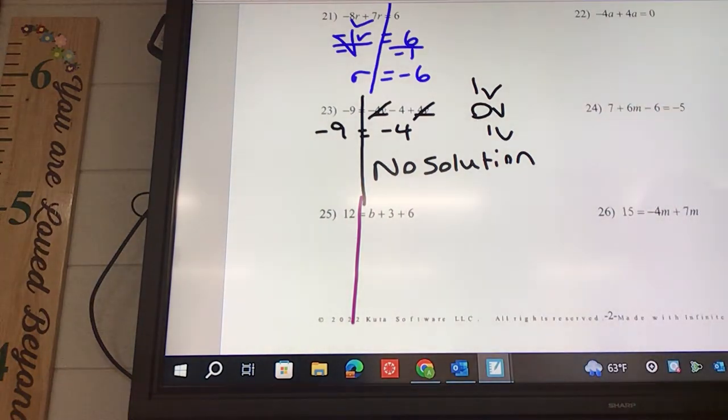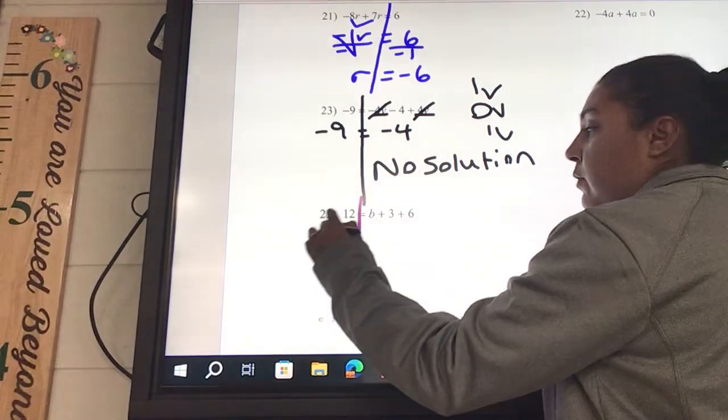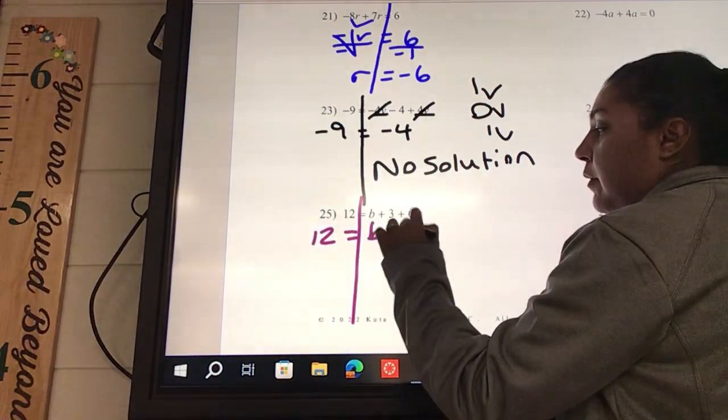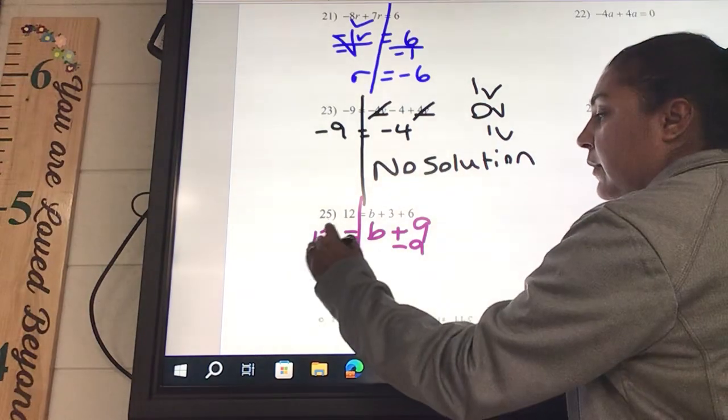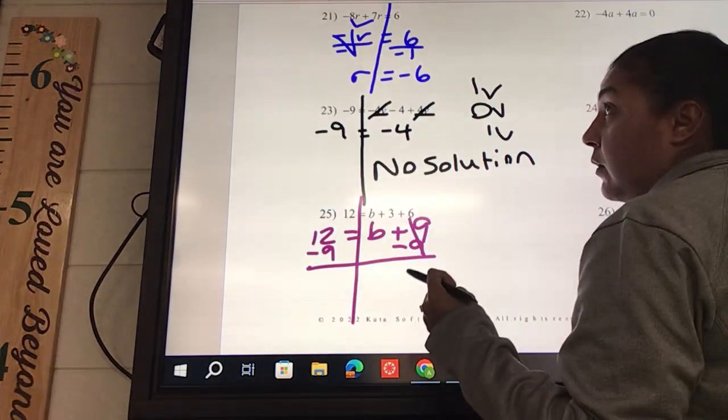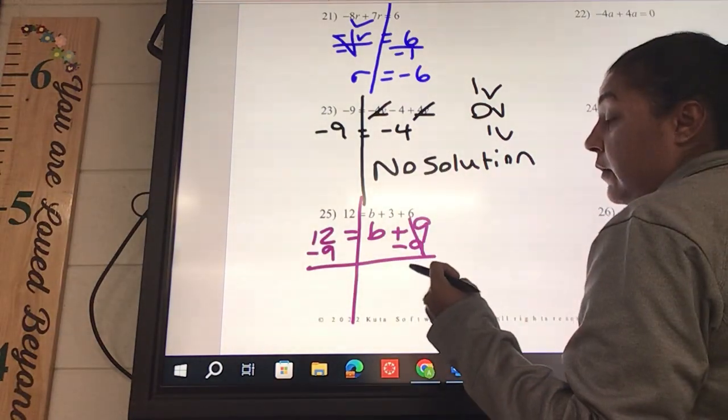Okay, 25. What needs done first? 3 and 6 together. Yeah, so I'm going to get 12 equals b plus 9. And then what? Subtract 9. So b equals 3.